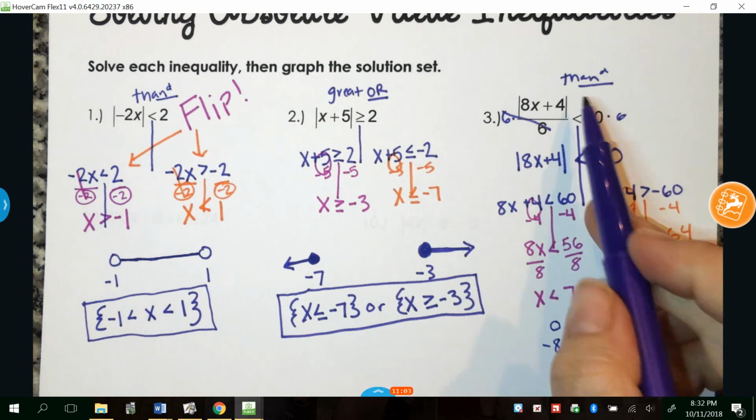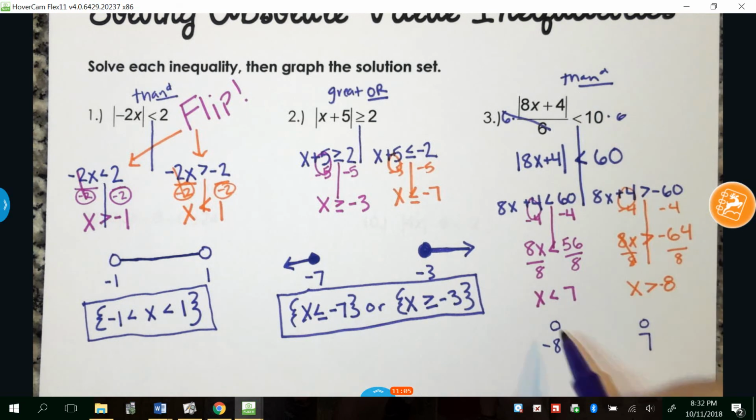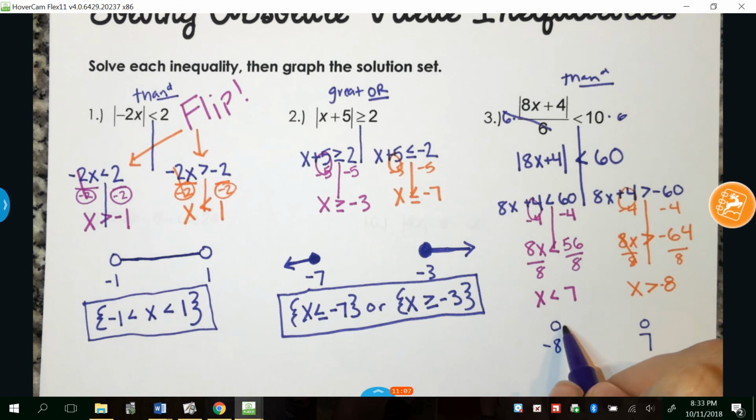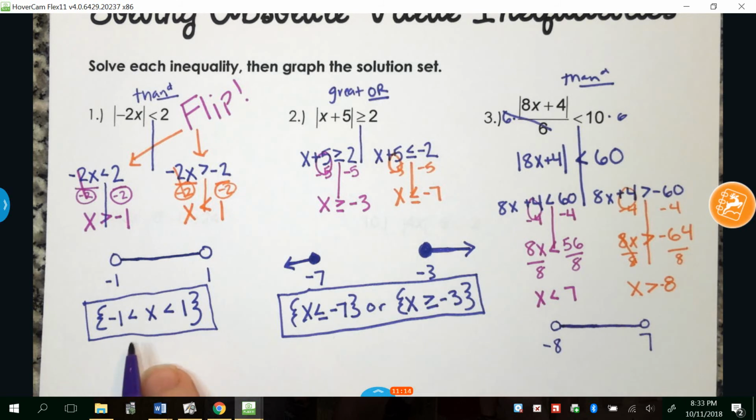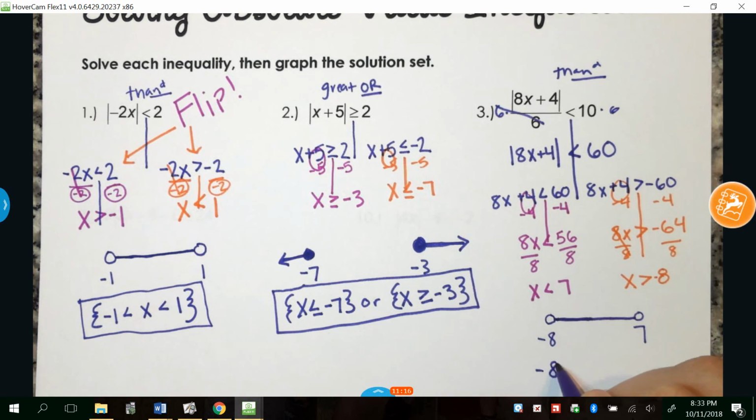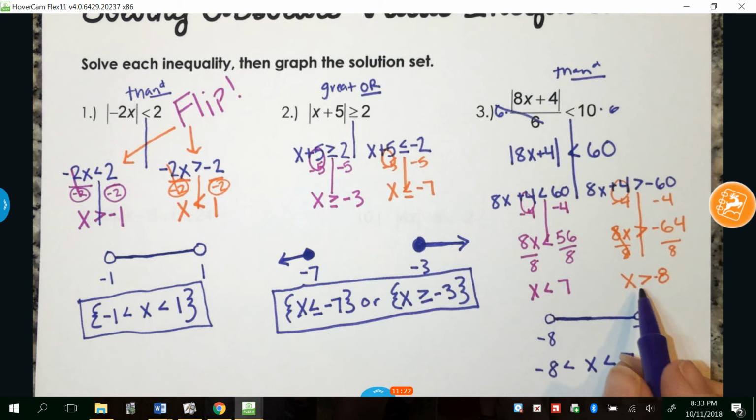Okay, and now we said this is and, so I should be between, but let's think about it. If x is greater than negative 8, that does go to the right, and if x is less than 7, that does go to the left, so it works out. So our answer is going to look like this: negative 8 is less than x is less than 7. Okay, no equal to's because there were no equal to's, they're open dots.